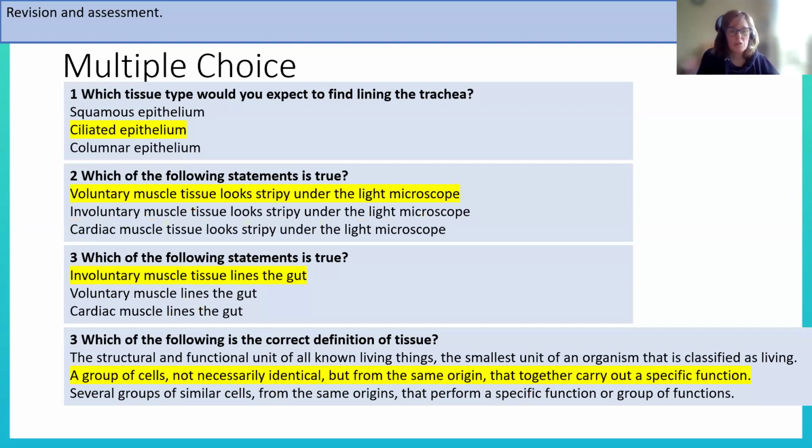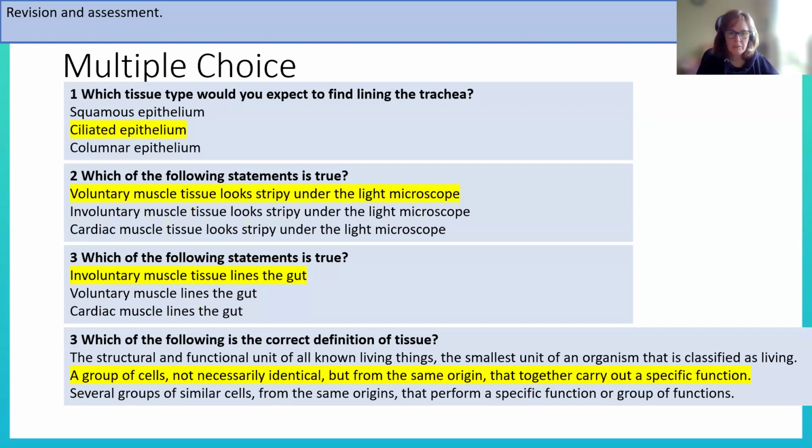Which of the following statements is true? Voluntary muscle looks stripy under the light microscope. So voluntary muscle is also known as striated muscle or skeletal muscle. That's the one that you can move voluntarily, like your legs, your arms, your eyes, things like that. The involuntary muscle, which is also known as smooth muscle, smooth because it's not stripy, is what lines the gut.